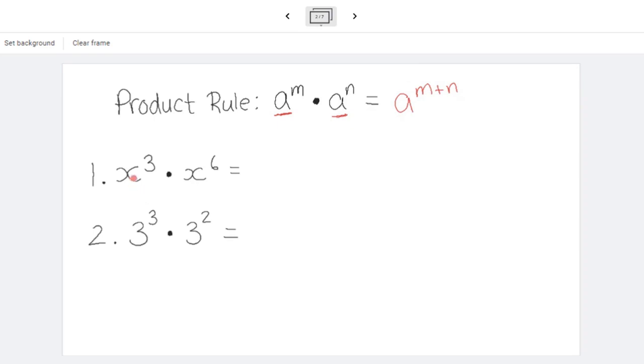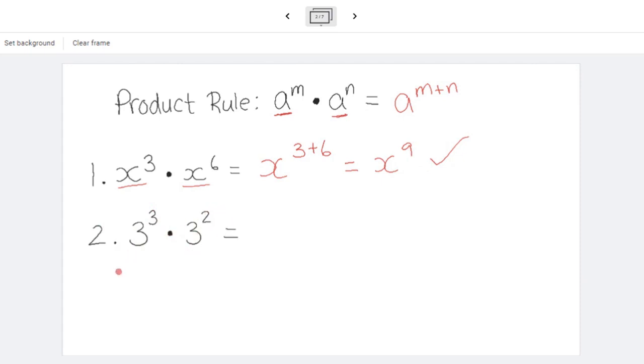For the first one, we have x to the power of 3 times x to the power of 6. Okay, first we want to make sure our bases are the same. We have an x here, we have an x here. Yes, they're the same, so we can do the product rule. So we're going to add up our exponents. So x to the power of 3 plus 6 gives us x to the power of 9, and that is our answer, okay?